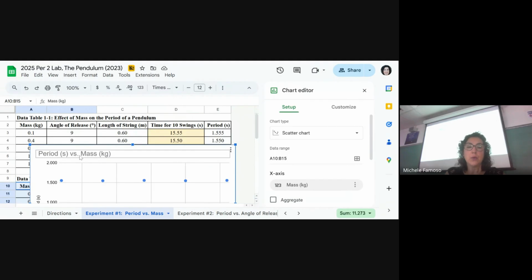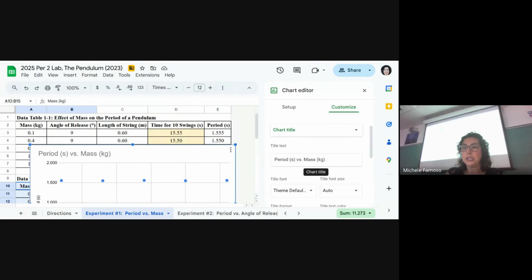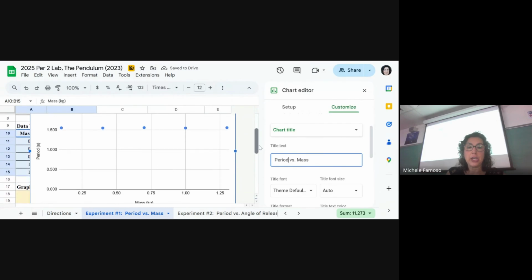First, what we need to do here for the title. Remember, titles of graphs do not include units. So in the customize option of our chart editor, go to the chart and axis titles window, change the chart title to delete those units. We never put units in the title of our graphs, ever. Never, ever.